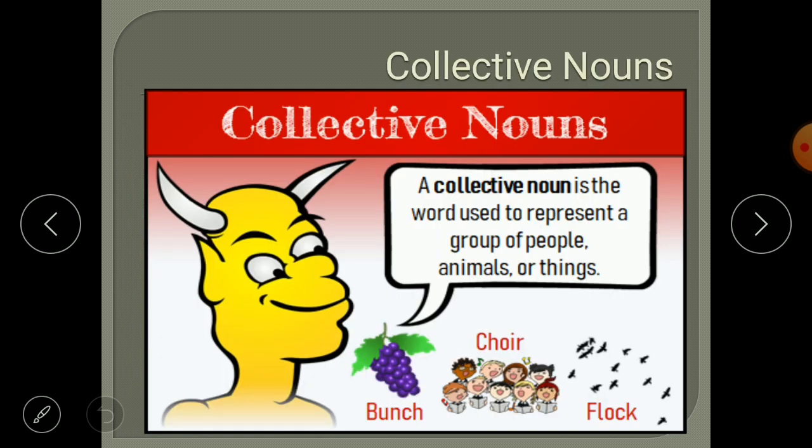The next type is collective nouns. A collective noun is the word used to represent a group of people, animals, or things. It refers to a group of persons, places, animals, and objects as a single unit. Like when we say bunch of grapes, choir of singers, which means a group of singers, or flock of birds. Here, flock represents the group of birds.